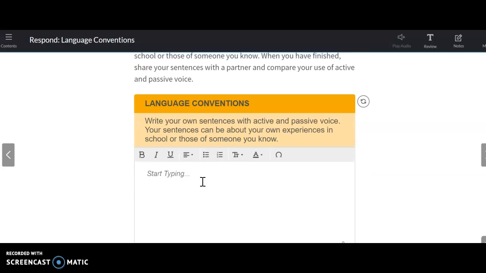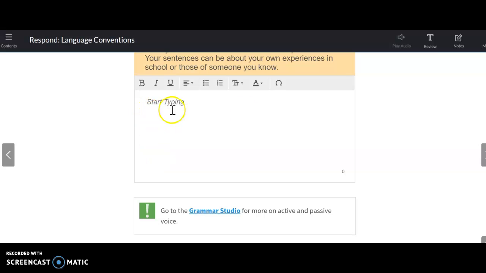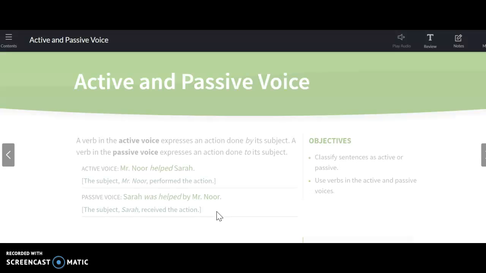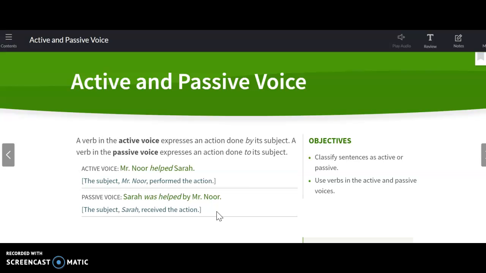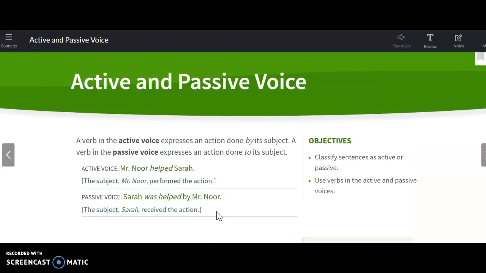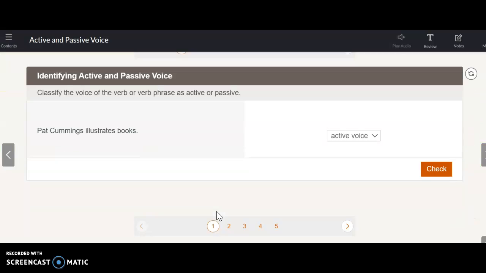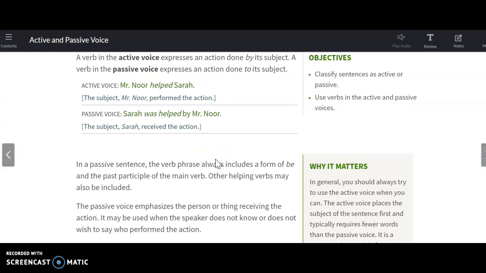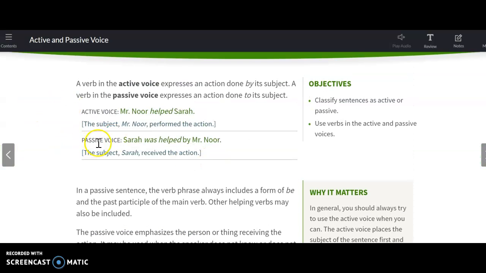So here it asks you to just write your own sentence with active and passive voice. All right, so write a sentence here with active and write a sentence here that is in passive. Down here, just like with vocabulary, we have some practice. So if you click on the Grammar Studio, just like yesterday we clicked on Vocabulary Studio, it gives us some more info, some more examples, and some practice that's easy because it's drop down, right? Drop down menu.